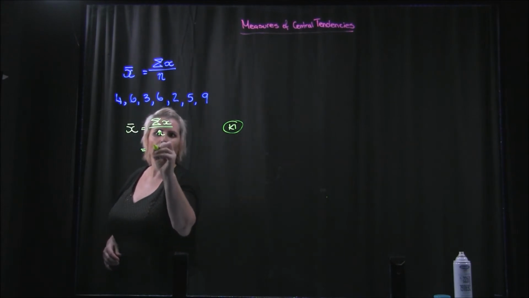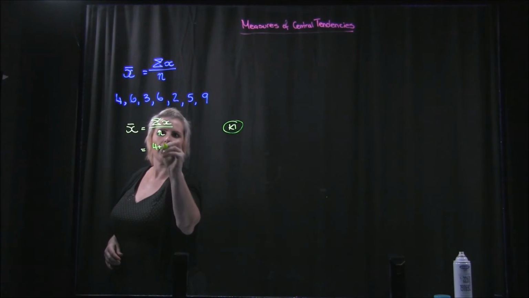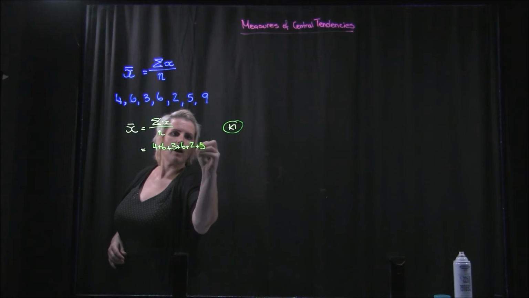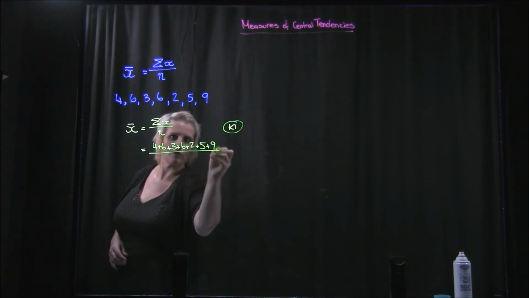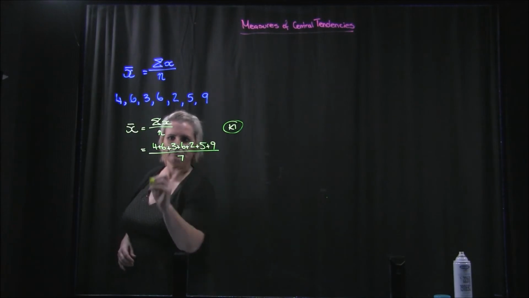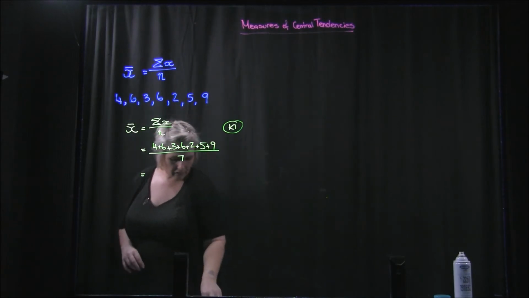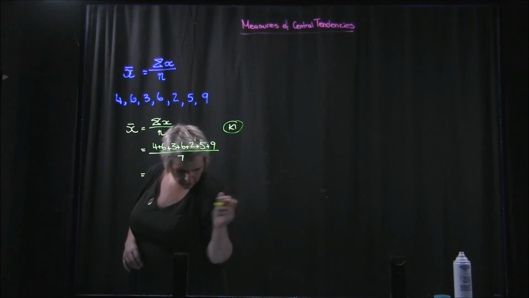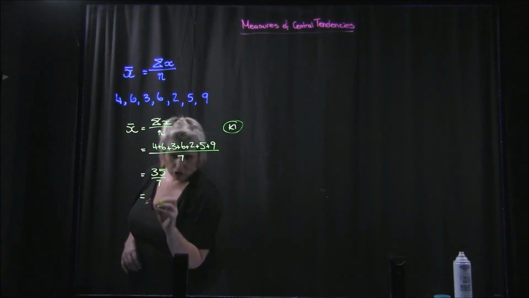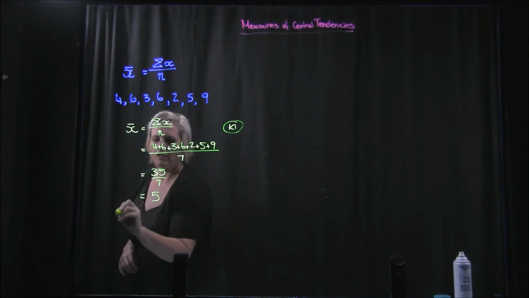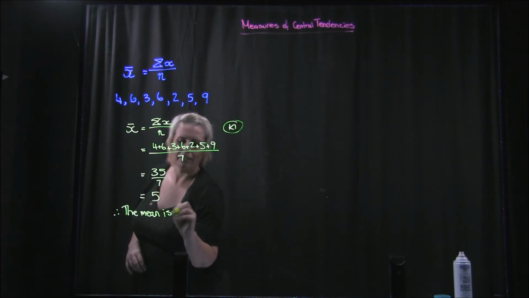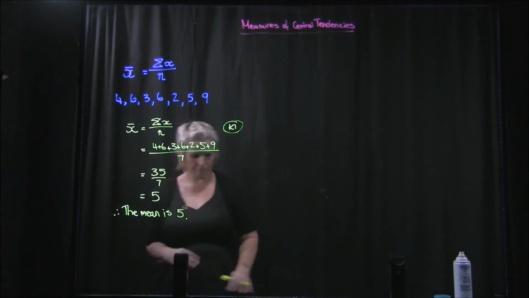So, sum of all of those scores. So that's 4 and 6 and 3 and 6 and 2 and 5 and 9. So I will actually add all of those together. There are 7 scores. And then I will add all those up to get 35 over 7, which gives me 5. Therefore, the mean is 5. Easy.